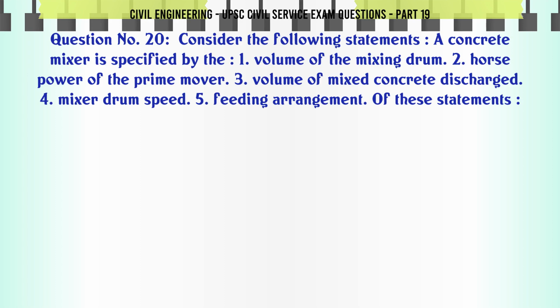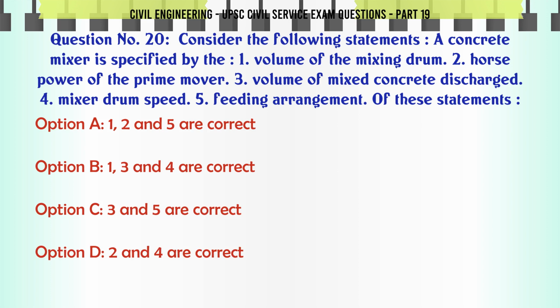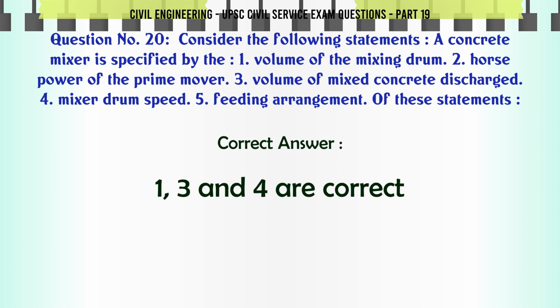Consider the following statements. A concrete mixer is specified by the 1. Volume of the mixing drum, 2. horsepower of the prime mover, 3. volume of mixed concrete discharged, 4. mixer drum speed, 5. feeding arrangement. Of these statements, A. 1, 2 and 5 are correct. B. 1, 3 and 4 are correct. C. 3 and 5 are correct. D. 2 and 4 are correct. The correct answer is 1, 3 and 4 are correct.